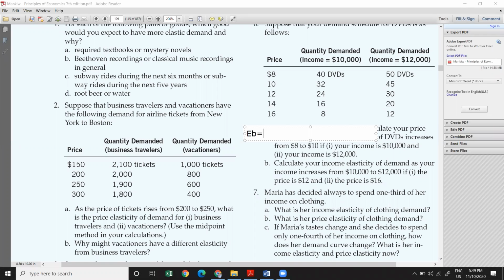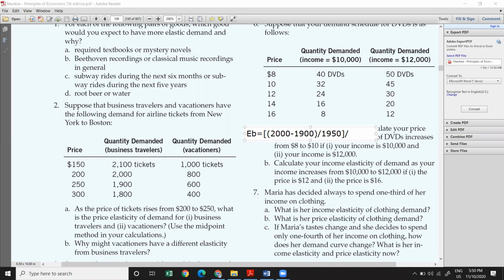However, since we're using the midpoint, we divide by 2. It's exactly the same thing that we did in class. So we just get the numbers. 2,000 minus 1,900, because the price will increase from 200 to 250, and this should be divided by the midpoint between 2,000 and 1,900. So 2,000 plus 1,900 divided by 2 gives you 1,950.